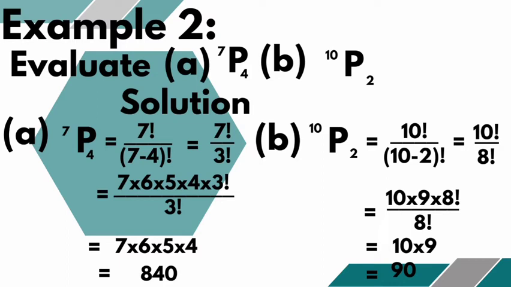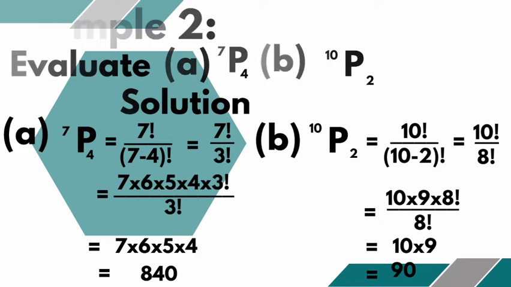840. So the same thing is applicable to 10P2, where we have 10 factorial all over 10 minus 2 factorial, and that gives us 10 factorial over 8 factorial. We have 10 times 9 times 8 factorial all over 8 factorial, which gives us 10 times 9, which is 90.